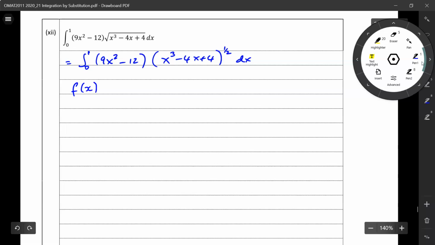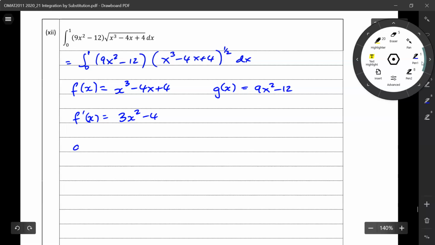We let f of x equal the larger function, so it's x cubed minus 4x plus 4. And we let g of x equal the shorter function, which is 9x squared minus 12. We get the first derivative of f of x. So that gives us 3x squared minus 4.